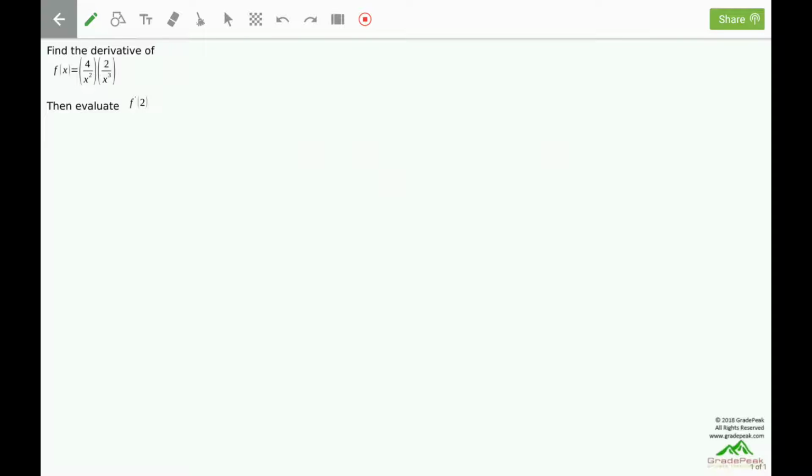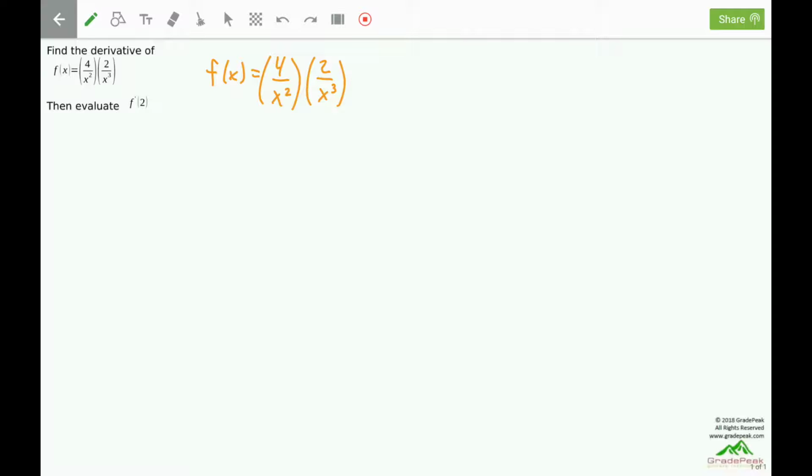Find the derivative of f of x equals 4 over x squared times 2 over x cubed, then evaluate f prime of 2. f of x here is made up of the product of two functions, 4 over x squared times 2 over x cubed.